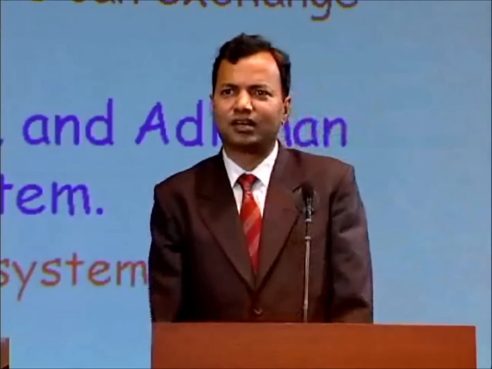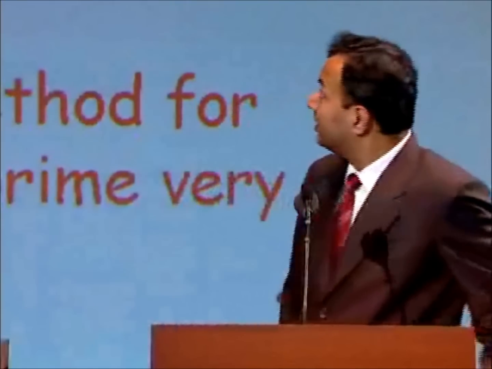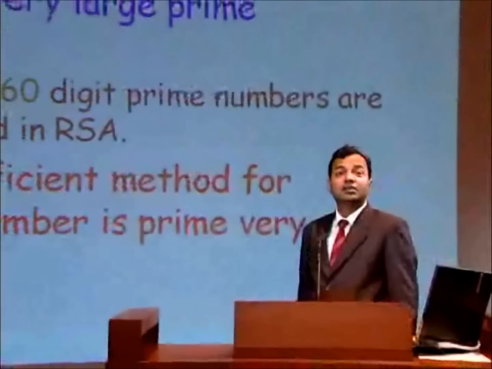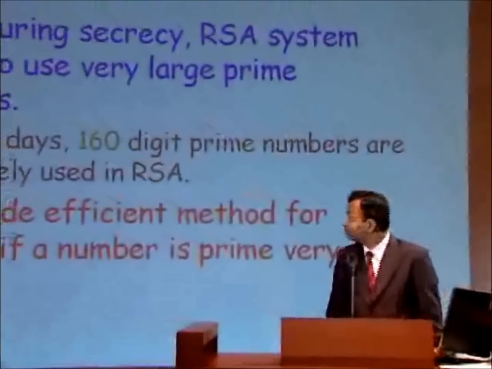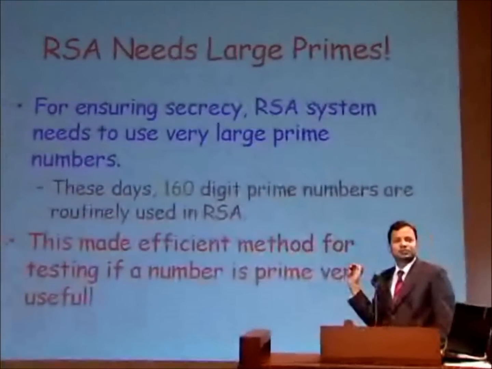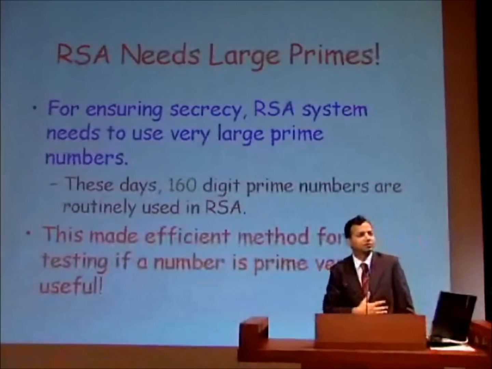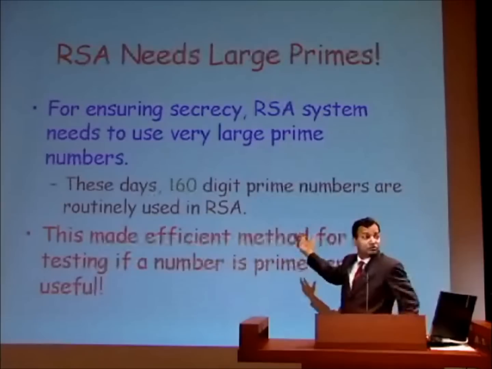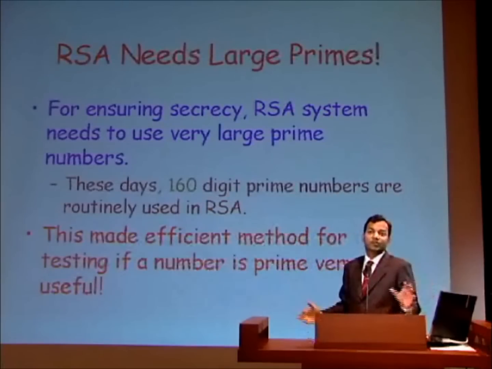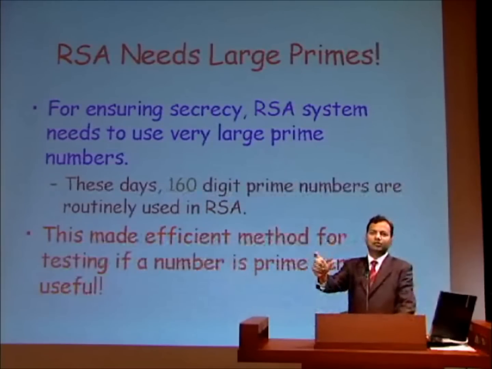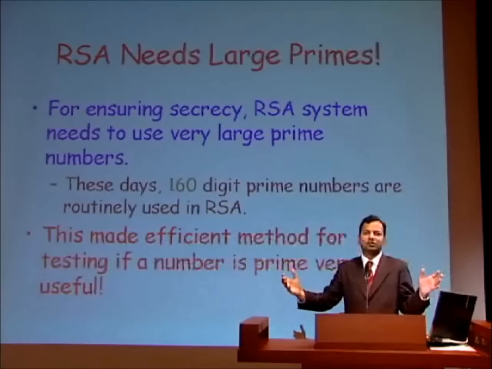So what has this public key crypto system got to do with primes? This is what. To make RSA work properly, we need large primes. These days, 160-digit large primes are very routinely used in RSA crypto systems. And to get such a large prime, the best way, or the only way essentially, is to randomly pick a number which is about 160 digits long and test if it is prime.